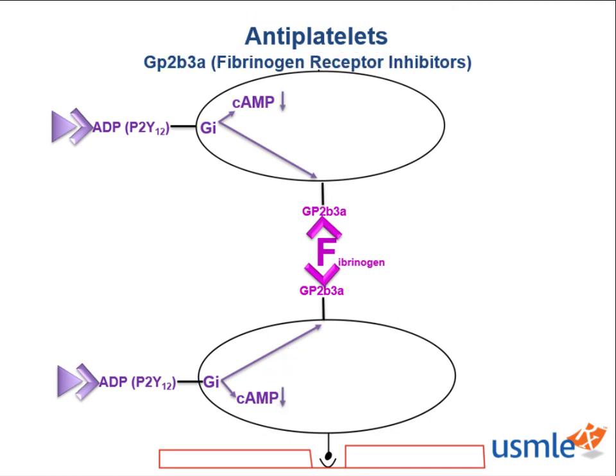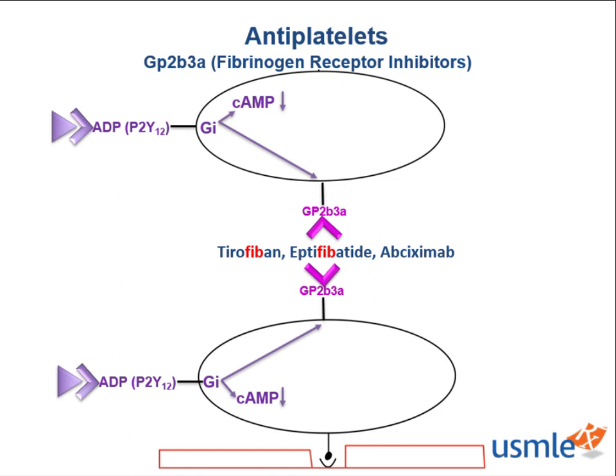Continuing down our ADP signaling pathway, drug designers then sought to develop agents to inhibit the GP2B3A receptor, better named the fibrinogen receptor. Essentially, these agents kick out fibrinogen and bind to the fibrinogen receptor themselves. Two of these agents are relatively easy to remember, tirofiban and eptifibatide. I say this because of what's highlighted in red: fib, which stands for fibrinogen, and these agents inhibit the fibrinogen receptor.